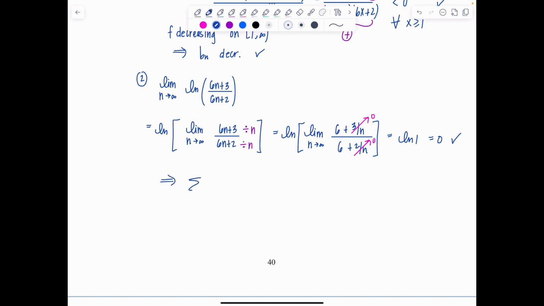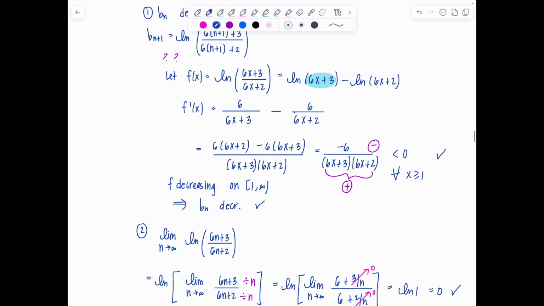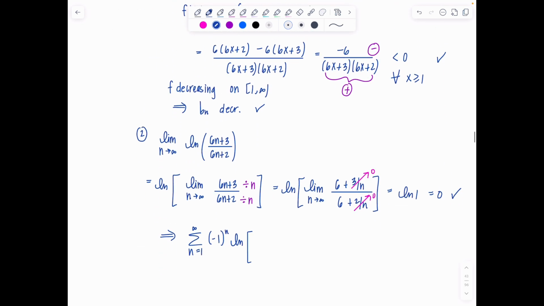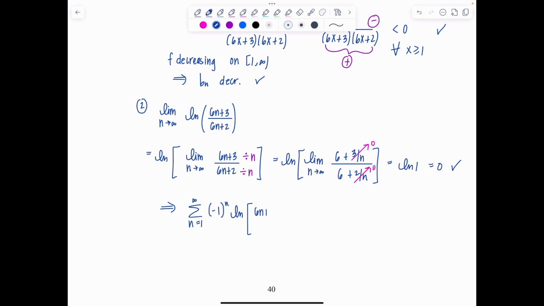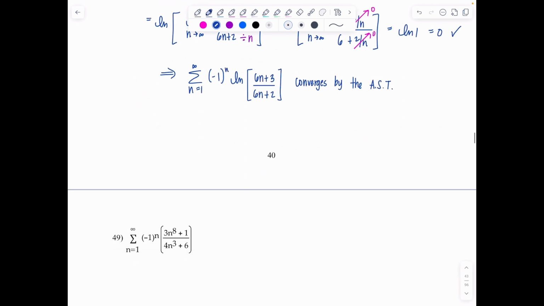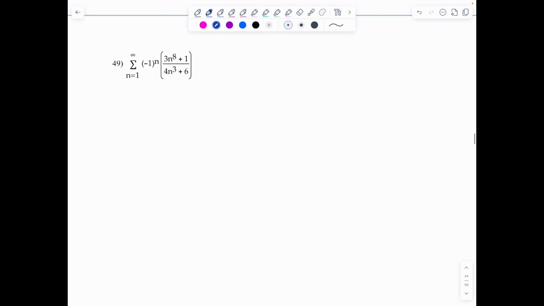Fabulous. This means the sum, n equals 1 to infinity, of negative 1 to the n, natural log. You know, they put brackets when they wrote it, so I will too. Did you see that? I'll do the same thing. (6n plus 3) over (6n plus 2) converges by the alternating series test. I always am more happy when it converges than when it diverges. Are you the same?